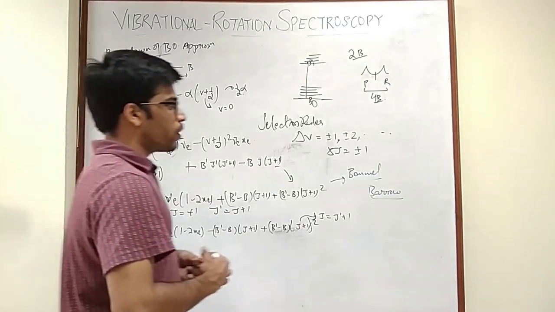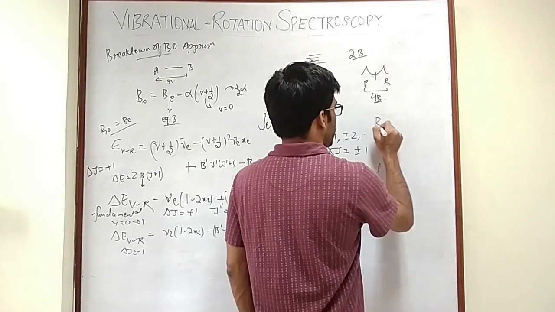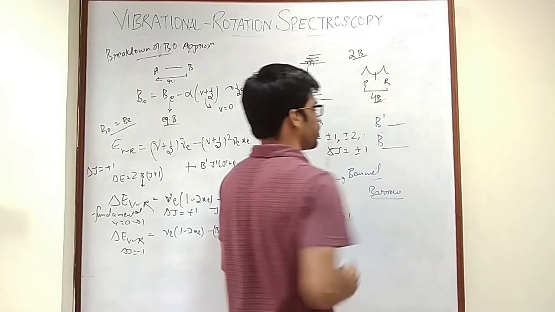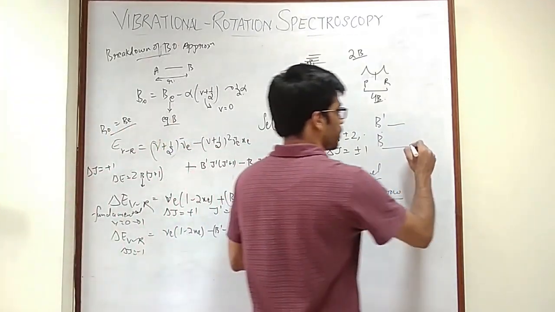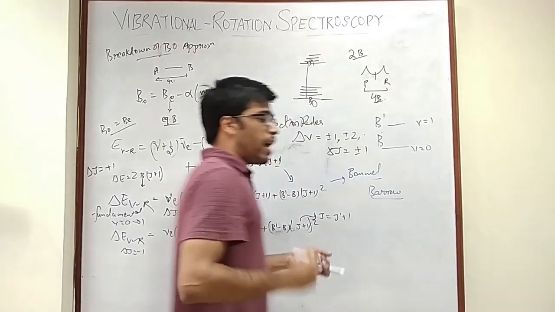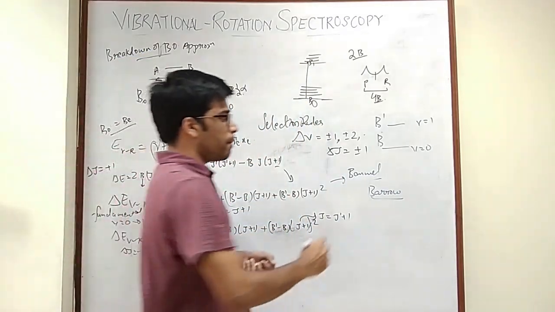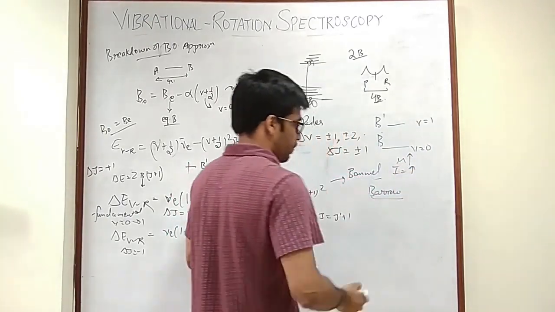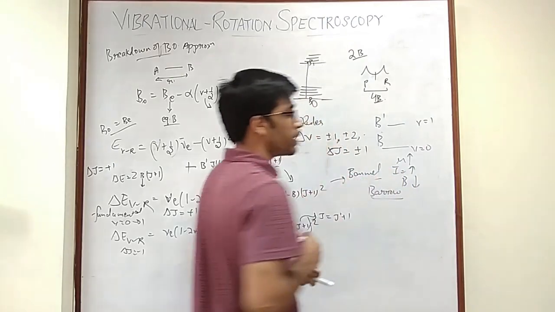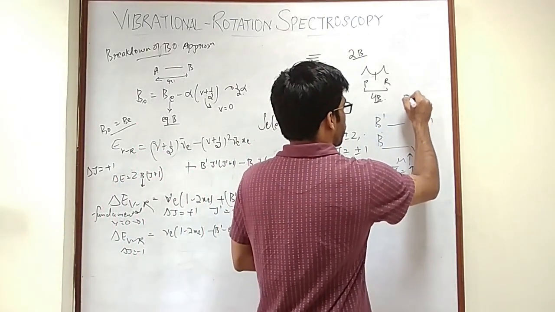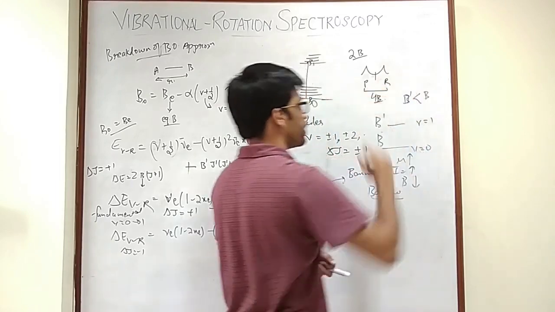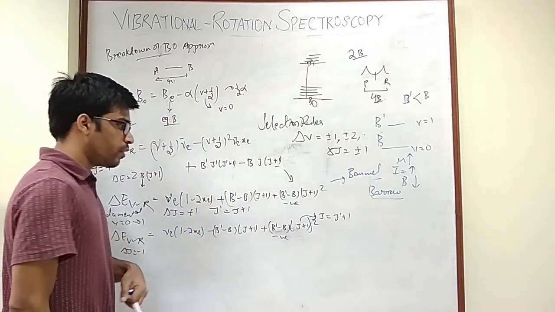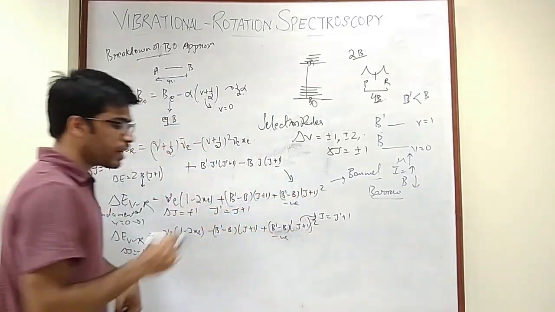One thing you have to understand is that B double dash is at the lower energy level, B dashed is at the higher energy level. Energy level means this is V equals 0, this is V equals 1. As the vibrational energy level increases, the bond length also increases. And if the bond length is increasing, inertia is increasing. And if inertia is increasing, the rotational constant is going to decrease. That means B1 or B prime is going to be less than B. And if that is true, this quantity is always going to be negative, right? So these parts are always going to be negative.